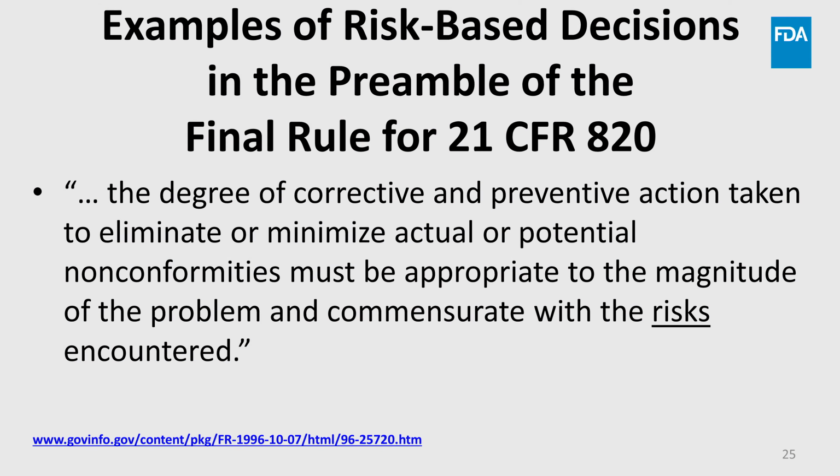And for our last preamble example, FDA agrees that the degree of corrective and preventive action taken to eliminate or minimize actual or potential nonconformities must be appropriate to the magnitude of the problem and commensurate with the risk encountered. FDA cannot dictate in a regulation the degree of action that should be taken because each circumstance will be different.